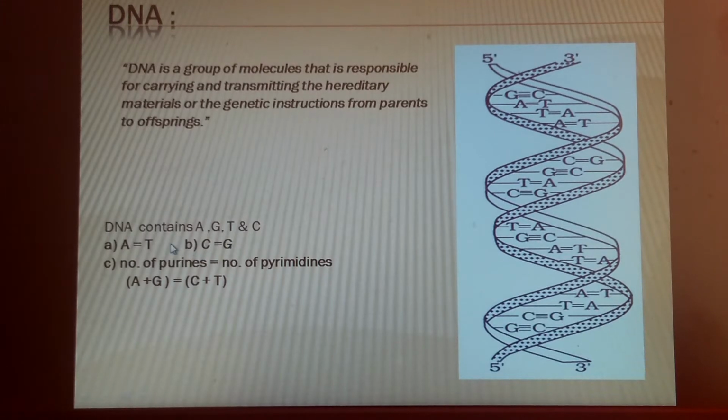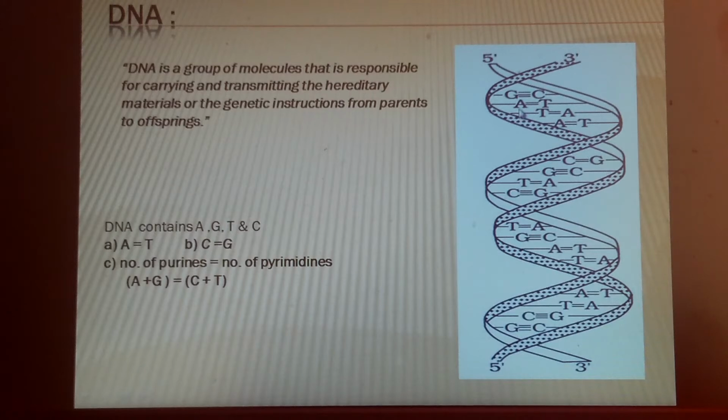Here you can observe adenine and cytosine, and thymine and guanine. In this, adenine is bonded to thymine and cytosine is bonded to guanine. So the number of purines is equal to the number of pyrimidines. Which are the pyrimidines? Thymine and guanine are pyrimidines. Adenine and cytosine are purines. So adenine of one strand is bonded to thymine. You can observe in the diagram.